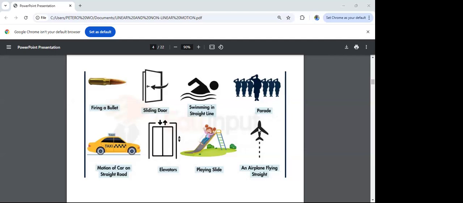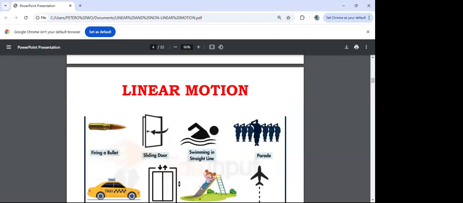Rebecca, you can unmute and give us your answer. Master, what I'm seeing, most objects are moving in a straight line. Okay, thank you. So according to what we have here, objects are moving in a straight line, and according to what we have up here, it is linear motion. So can anyone come up with a definition for linear motion?